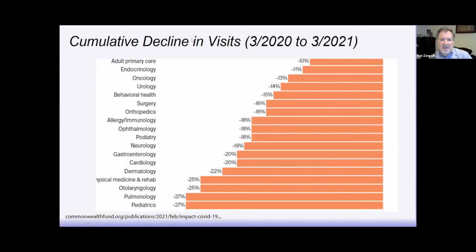And the last type of data in this regard is cumulative decline over the last year. And again, pediatrics, unfortunately, is the big loser here with pulmonology. That's just the way it is. But again, I thought there was value in this, as these represent thousands and thousands of patients around the country.